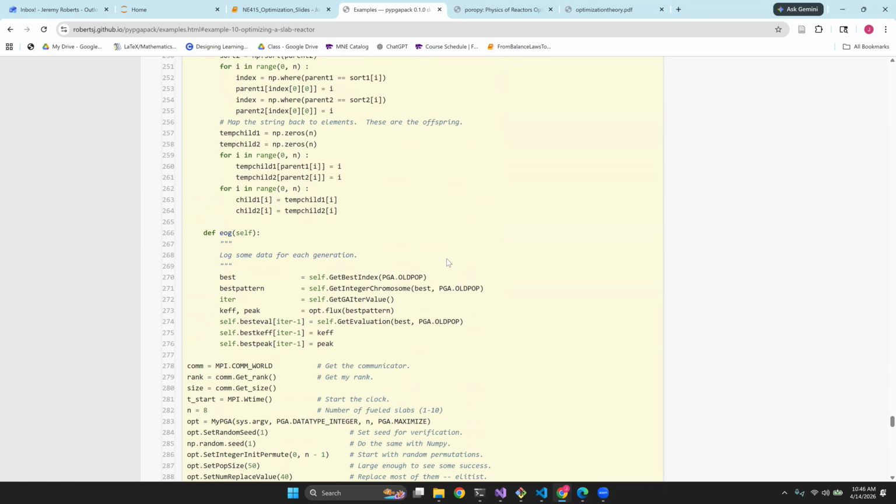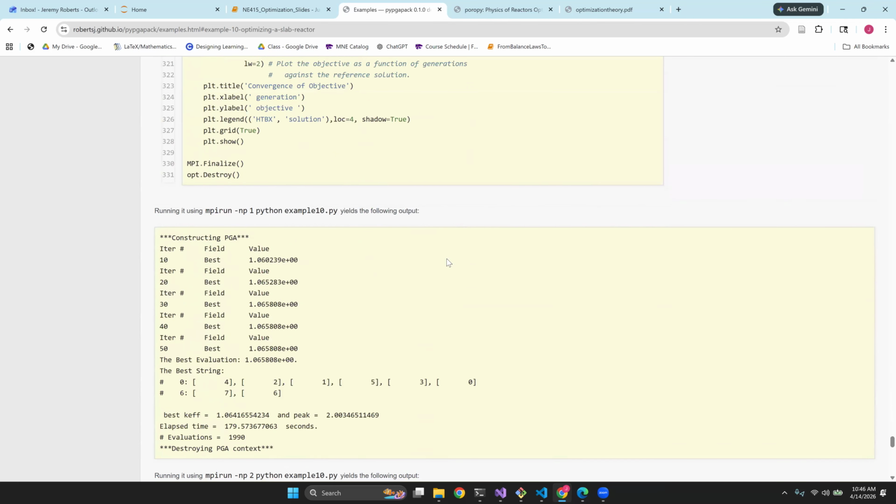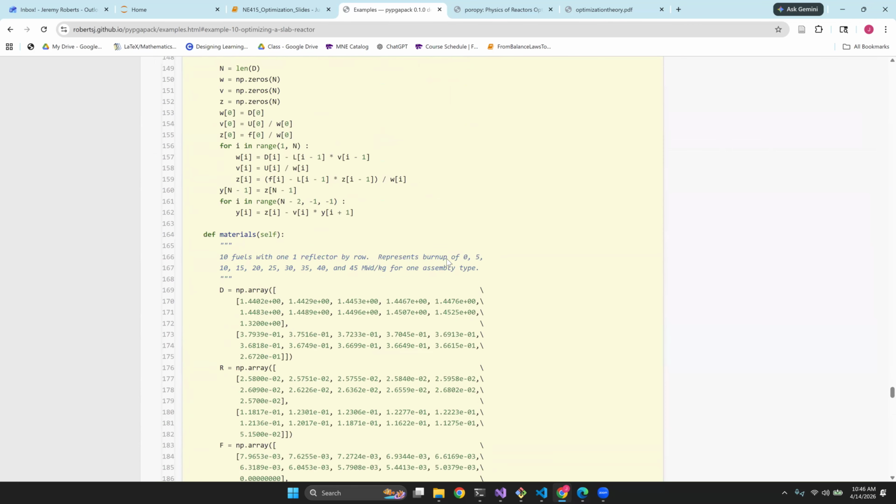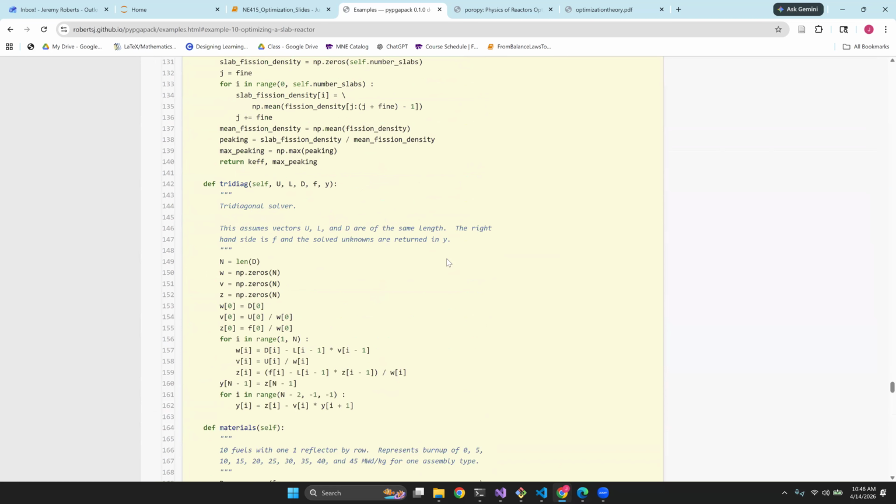All this stuff, for the folks who have had NE630, you could read through it and probably understand immediately what a lot of it is. You've got a slab reactor with a number of fuel assemblies, and you swap them around so that you maximize k infinity, reactivity, or k effective of the core. Okay, so it's that sort of stuff.